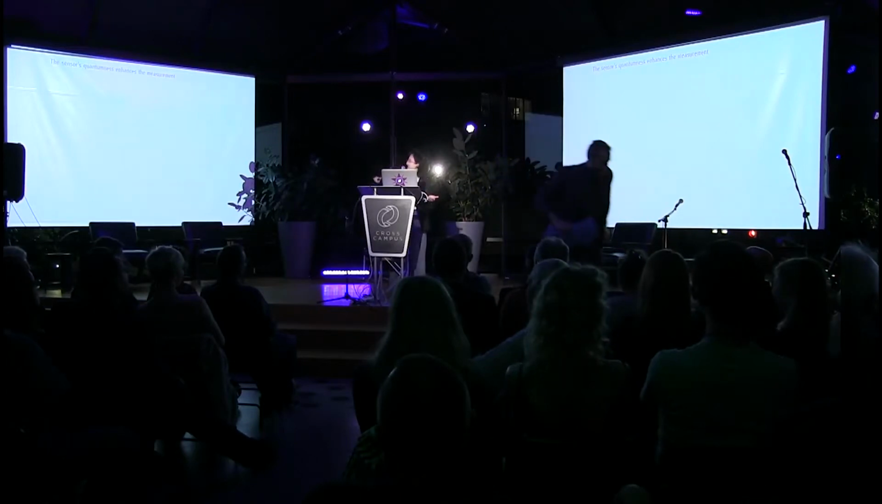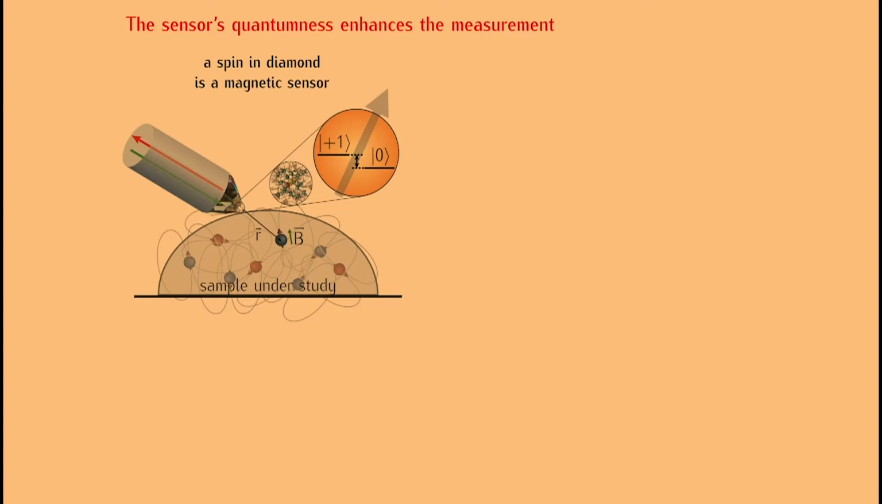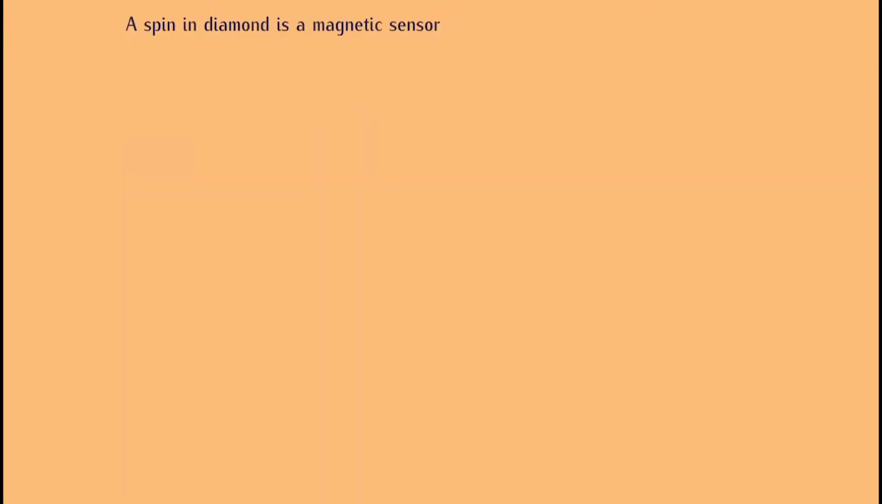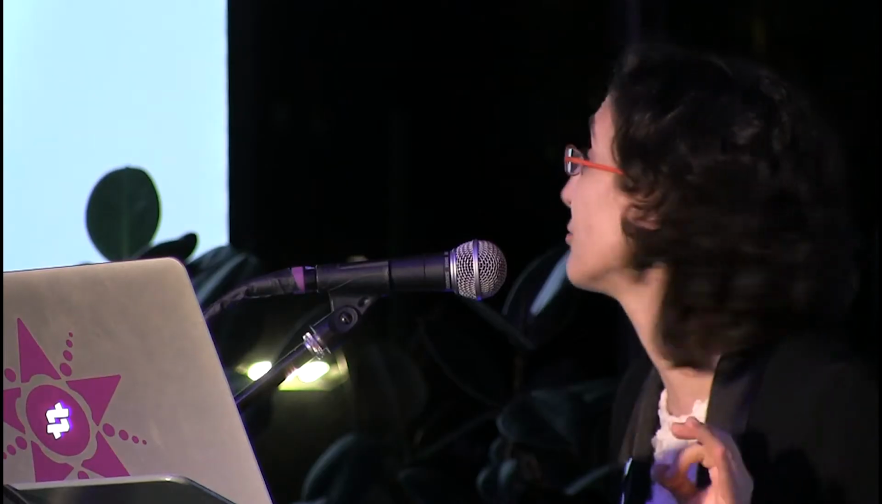But I was telling you that the sensor's quantumness enhances your measurement. And I'm going to start talking about a technological quantum sensor, and that is a spin in the material diamond, that we have in our rings. One can put a spin in diamond to work as a very sensitive quantum sensor. And that's the way that it works.